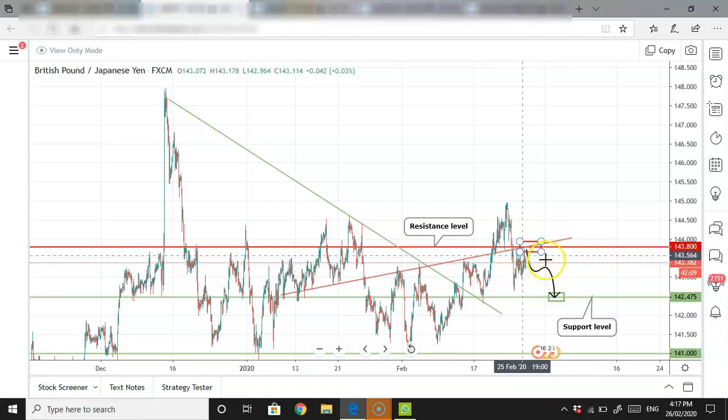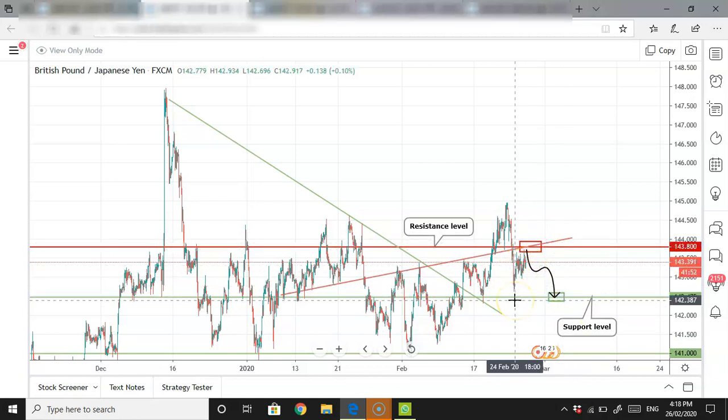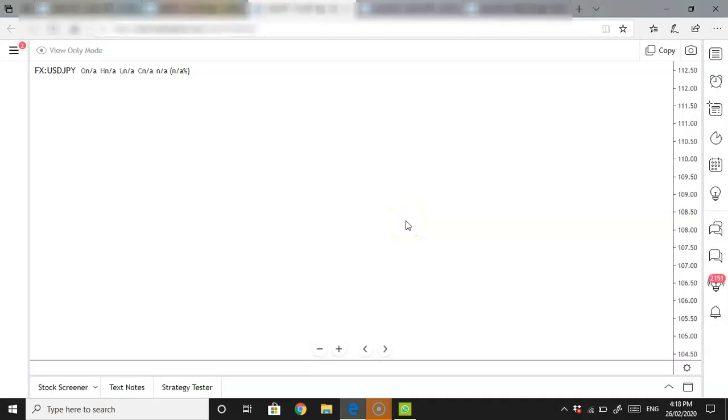But really, from a price action standpoint, we'd be looking at it to come up to 143.800, and then trading as low as 142.475 would be a tentative take profit. Again, you could even use the rectangle as a reference point for a stop loss placement. Make sure you're risking 1%, no more, and we'll see how this plays out into the session beginning soon as well. USD yen as well.